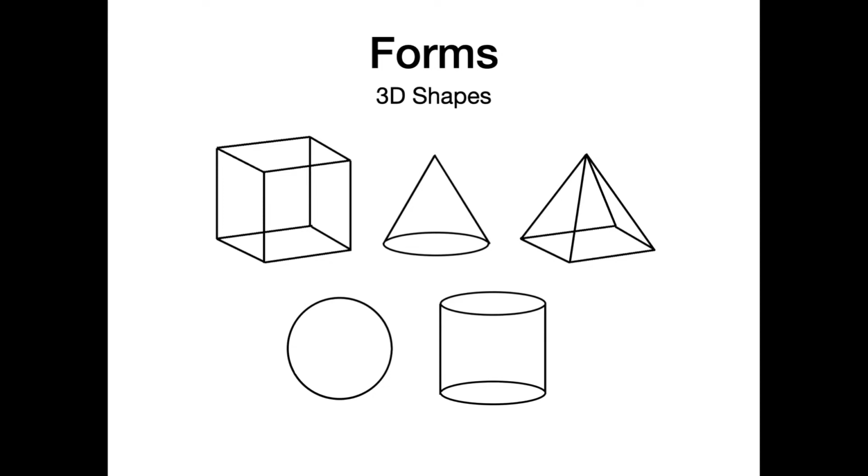That leads us to forms, which are three-dimensional shapes. The 5 basic forms are cube, cone, pyramid, sphere, and cylinder.